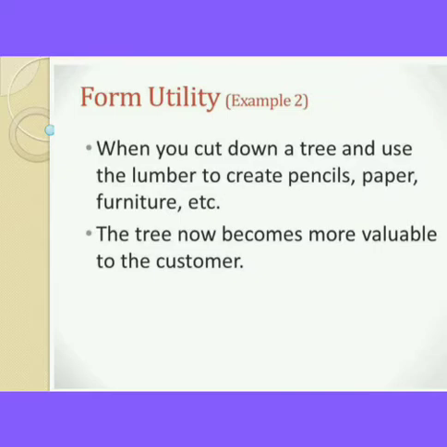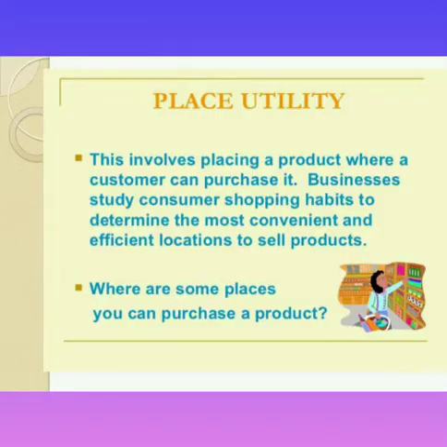A block of wood just by itself holds no relevance. But if you make a pencil, if you make furniture, if you make paper out of it, you've changed the form in which this particular product is found, and you have created more utility or more want-satisfying quality from that particular product. Another way of creating a want-satisfying quality is to put your product in a more convenient place.